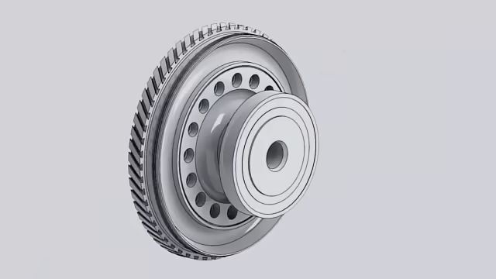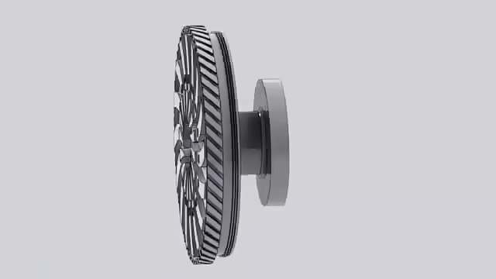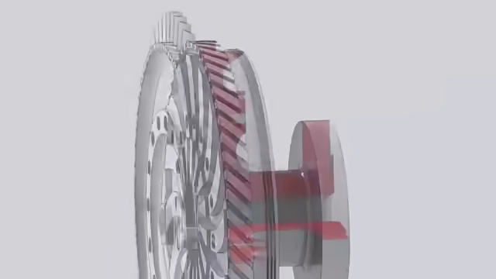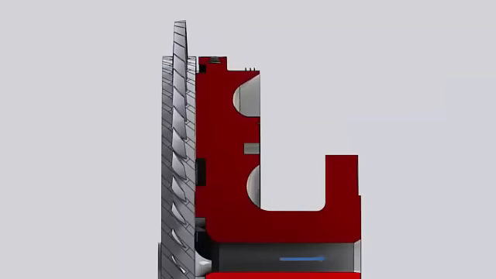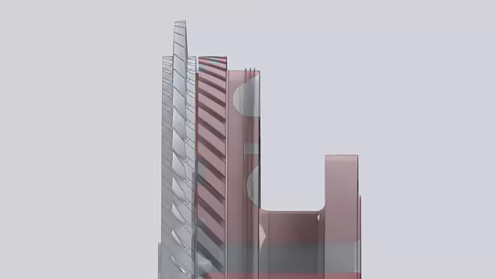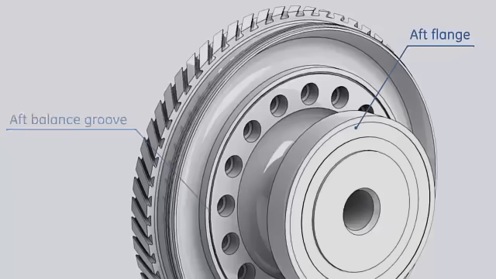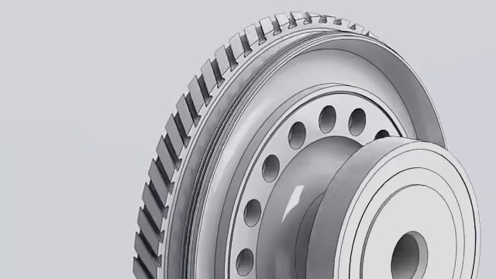The aft stub shaft is machined to provide the following features. A fan is machined on the forward side of the stub shaft. This fan draws air through the gap between the 16th wheel and the aft stub shaft to cool the turbine rotor parts. Aft balancing groove. Aft flange to connect the compressor rotor to the turbine rotor.